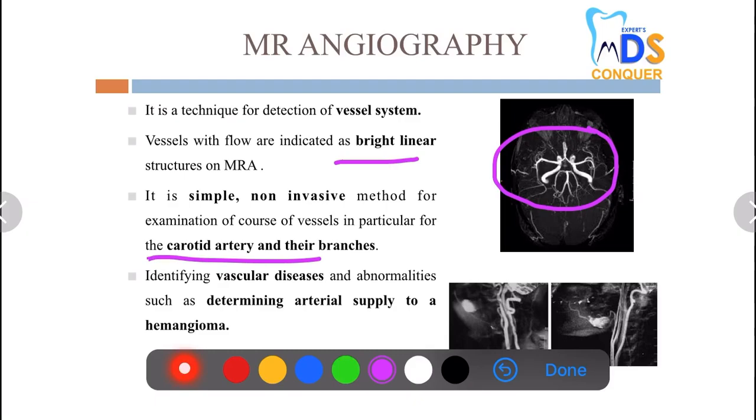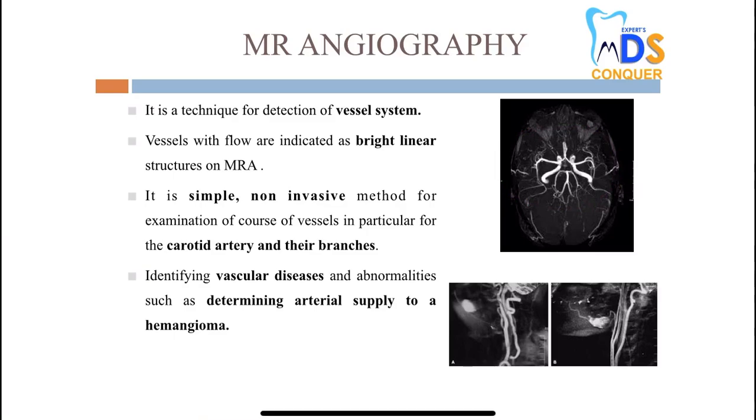Okay, so here a contrast agent can be given in order to get a bright linear structure or a bright appearance of the vascular structures or vessel system, and also to identify any vascular diseases, and also to determine the arterial supply to a hemangioma. So this is regarding the MR angiography.